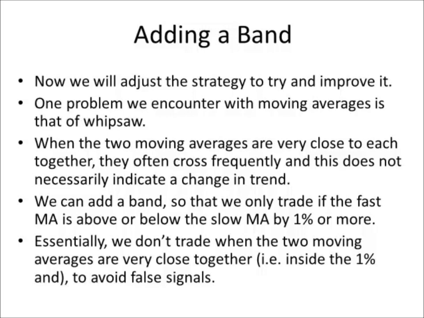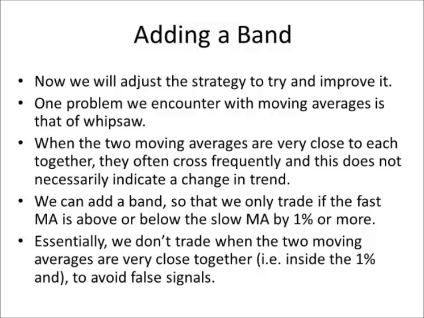Right, so we have this 1% band, and what we do is that when the moving averages are very close to each other, that is within 1% of each other, we don't trade. Right, we avoid those situations. That will be an example where we take no position, and this is to avoid a false signal.